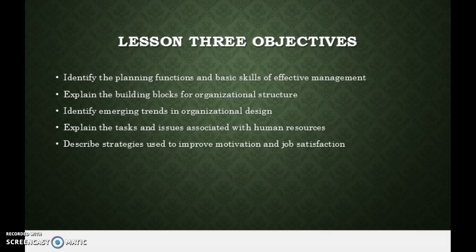After completing this lesson, you should be able to identify the planning functions and basic skills of effective management, explain the building blocks for organizational structure, identify emerging trends in organizational design, explain the tasks and issues associated with human resources, and describe strategies used to improve motivation and job satisfaction. This video will cover the topics of the tasks and issues associated with human resources, as well as strategies used to improve motivation and job satisfaction.